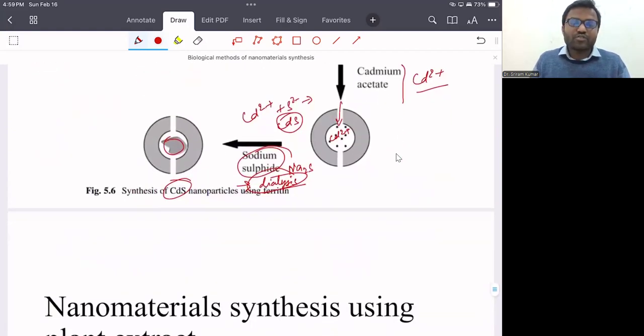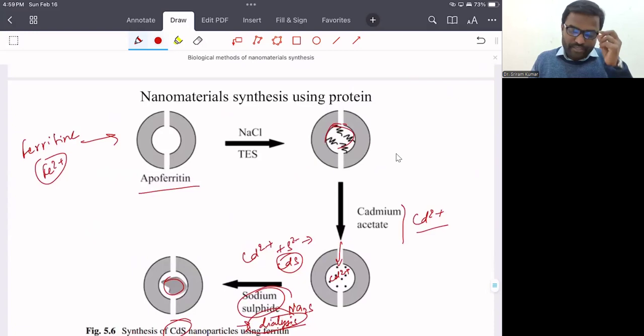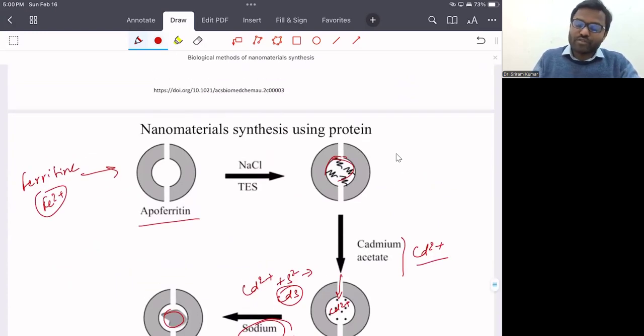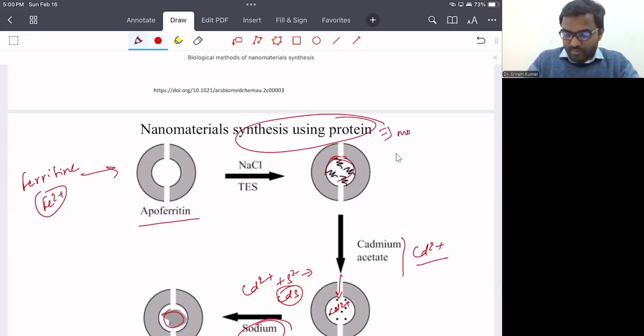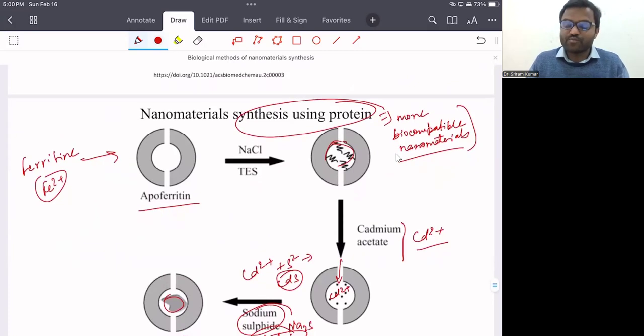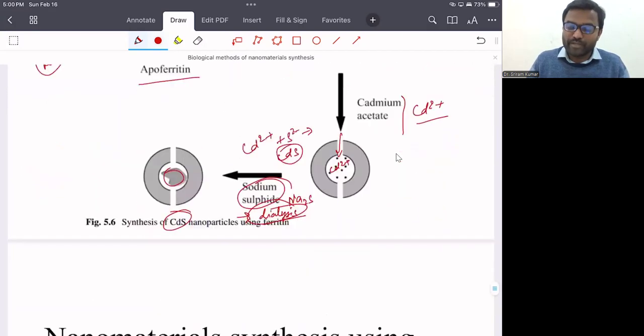So this is all about protein encapsulated or protein templated nanomaterial synthesis. If we use protein encapsulated nanomaterials, this synthesis process makes them more biocompatible nanomaterials, right? Because the surface of the nanomaterial is modified with the protein, that makes them more compatible in nature.